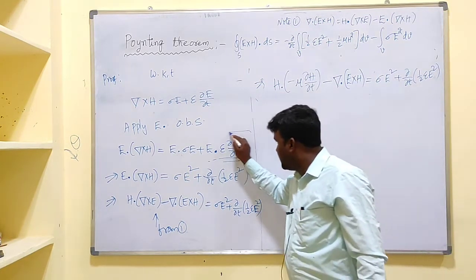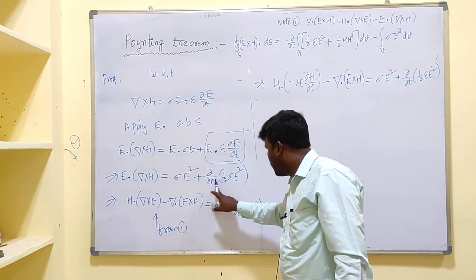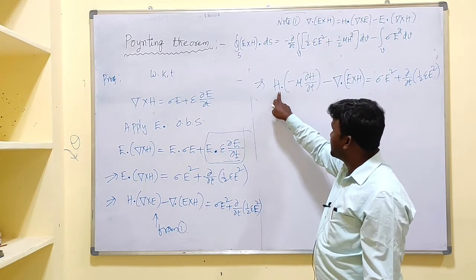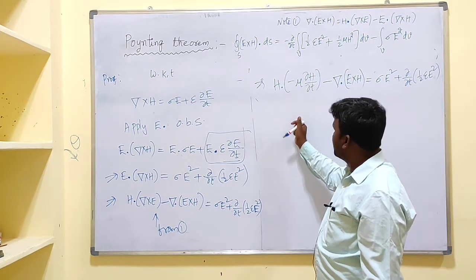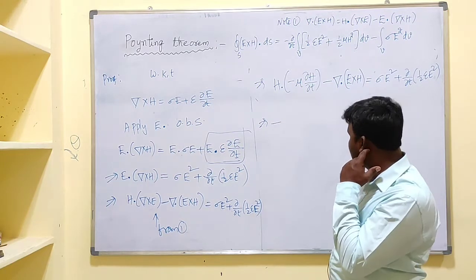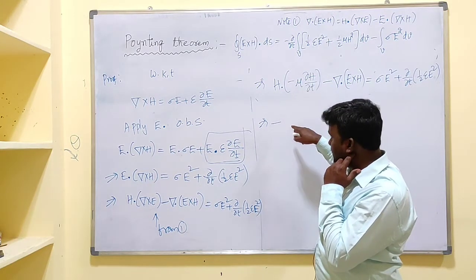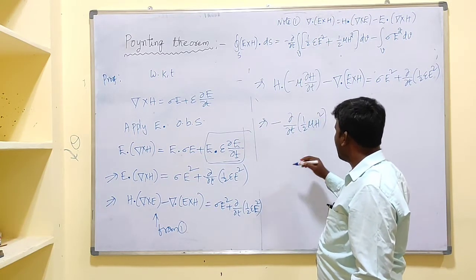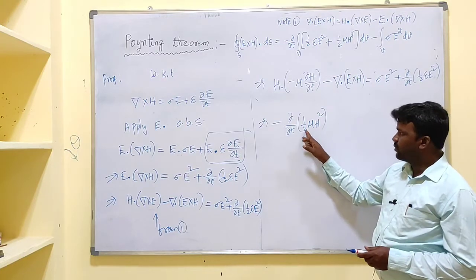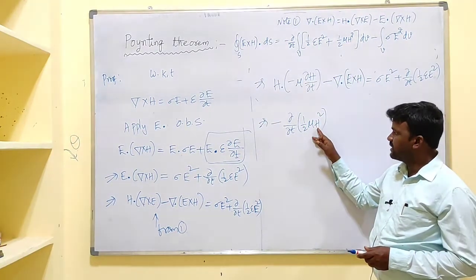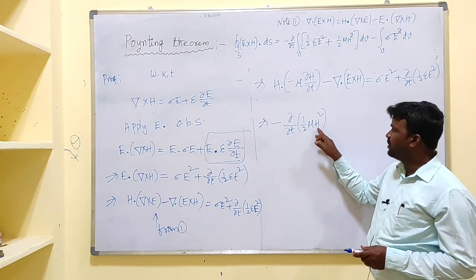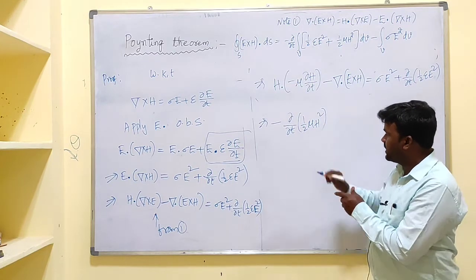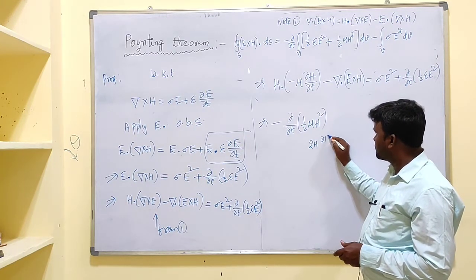Please see this: E · ε ∂E/∂t equals what we wrote, ∂/∂t of (1/2 ε E²). Similar to that, here instead of E we have H · μ ∂H/∂t, and of course we have the minus sign, so write that negative sign here. H · μ ∂H/∂t can be written as ∂/∂t of (1/2 μ H²). If you perform the differentiation, 1/2 μ is constant, the differentiation of H² is 2H times ∂H/∂t.